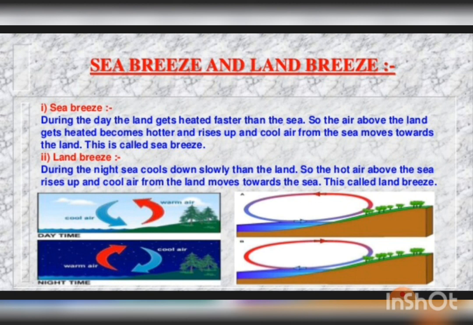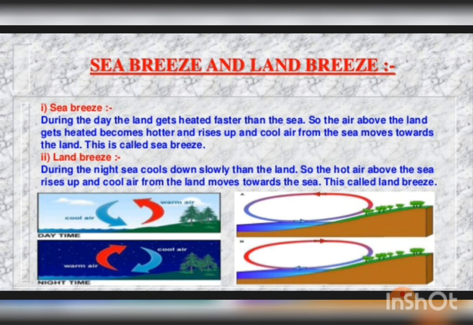due to less weight, whereas the cold air is a dense one, with a lot of water vapor present, so it remains low. During daytime what happens is the land gets heated, which means the air present there gets heated and lifted up, and the cold air from the sea rushes towards the land. That is called a sea breeze.